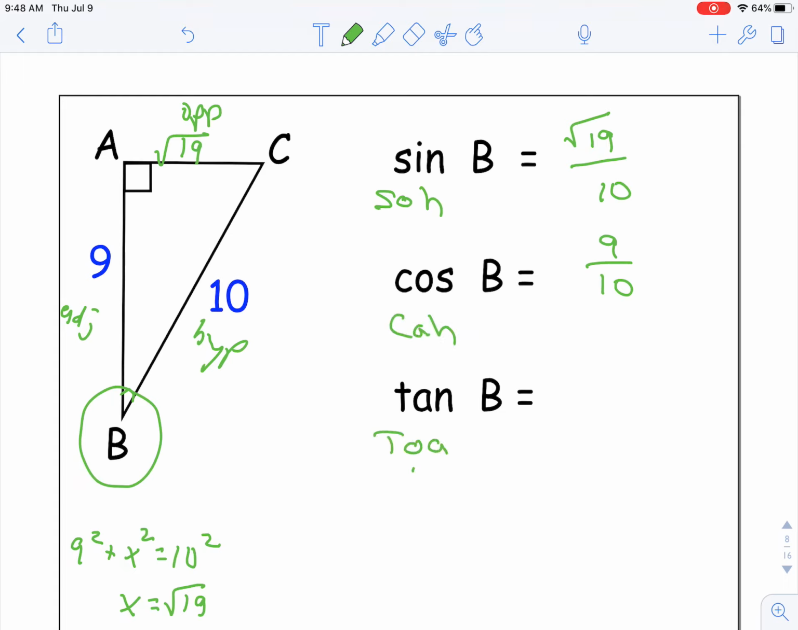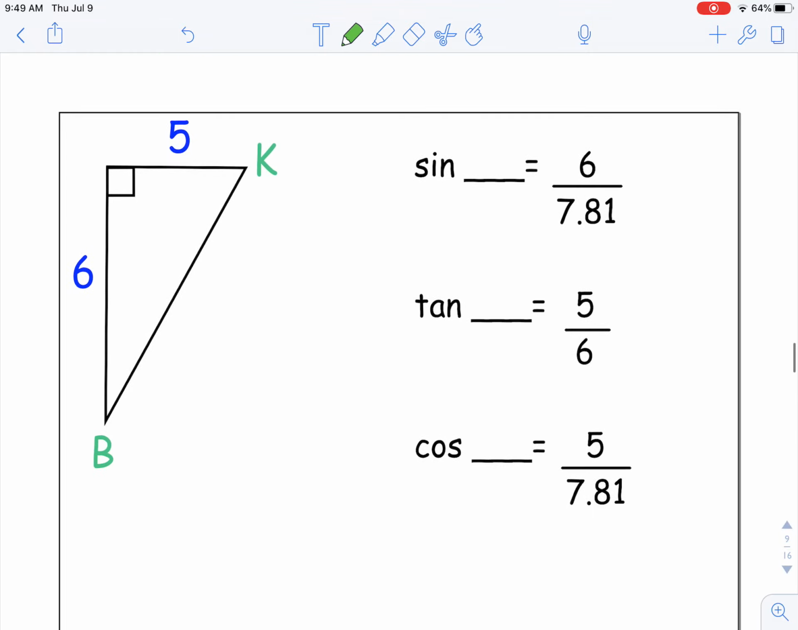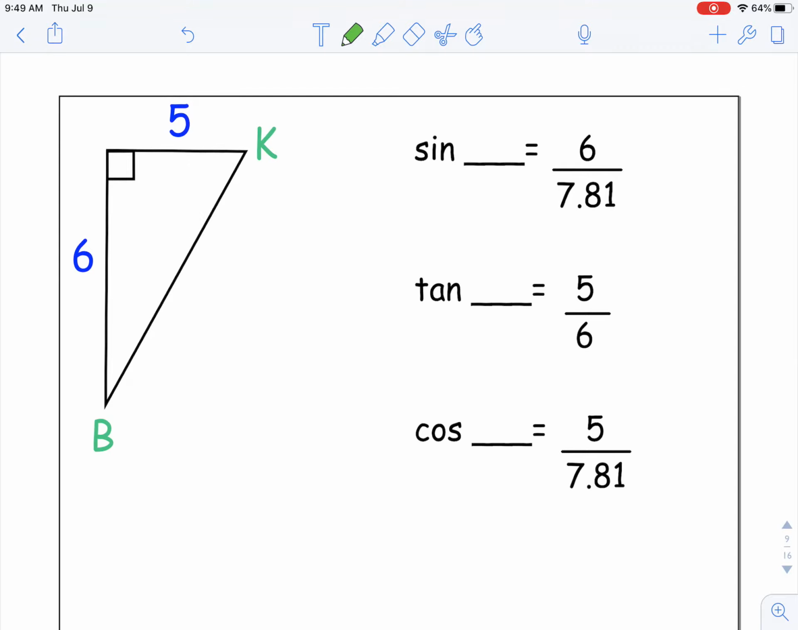I like to write these in there because then I can just look, oh, I want the opposite side for my angle, which is the square root of 19, and I want the adjacent side for my angle, which is 9. And so that's how we write those ratios.